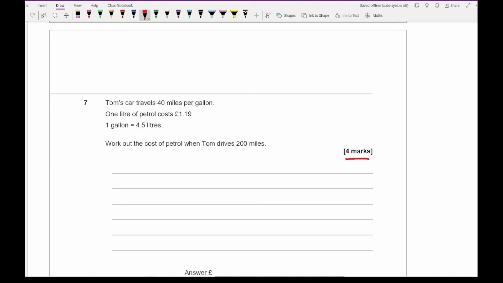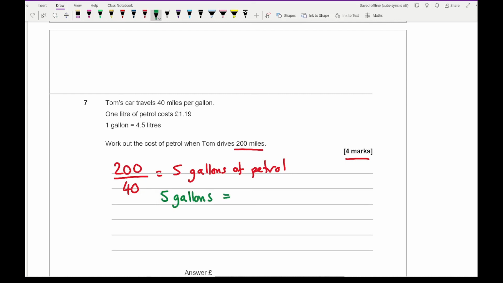So for this, he travels 200 miles. So let's first of all work out how many gallons we actually need. If I do 200 divided by 40, I get an answer of 5. So I'm going to need 5 gallons of petrol. Then to convert, let's use a different color. I know that 5 gallons equals, and if I multiply that by 4.5, I get an answer of 22.5 litres. So that's how many litres of petrol I'm going to need.